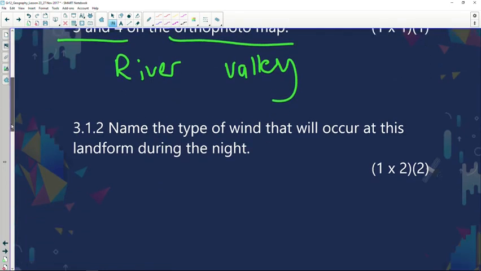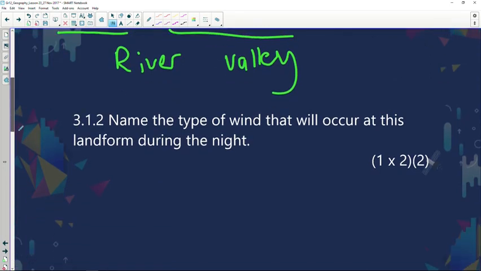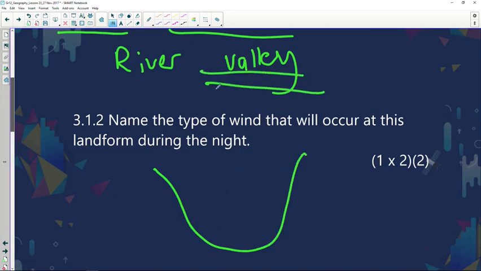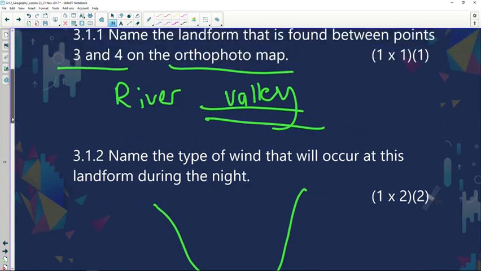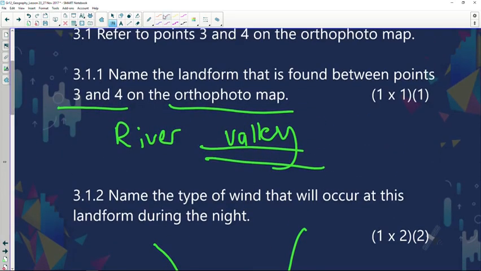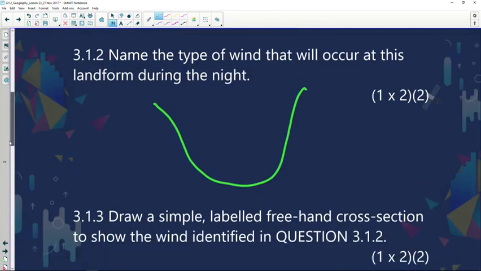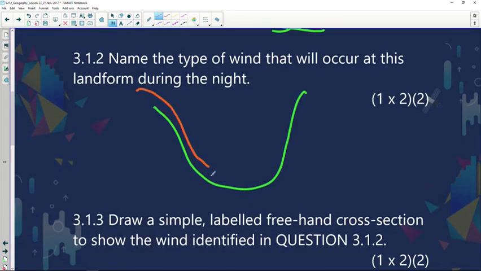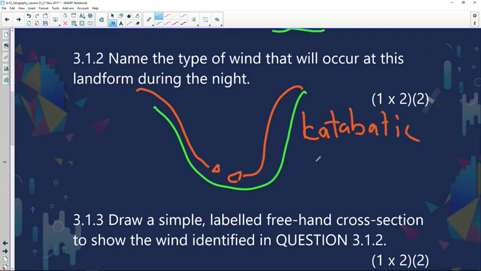Okay, our next question: name the type of wind that will occur at this landform during night. So if I draw a cross section of the above mentioned place, it will look like that. And the name valley should stand out because we talk about valley climate. Now what type of wind will they experience during the night? So I'm quickly going to fill that in for you. That's climatology. What does the air do during night time? It sinks to the bottom of the valley, and that is known as a katabatic breeze.